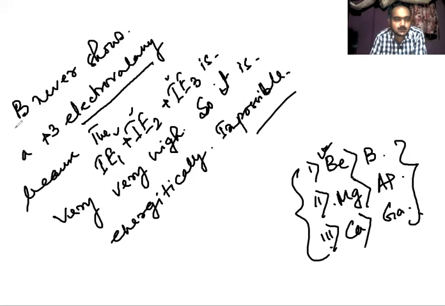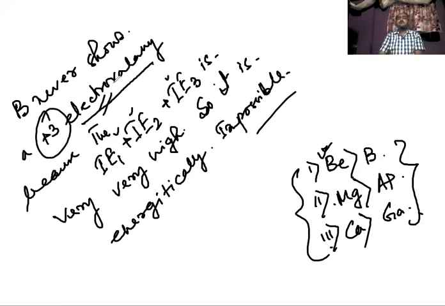So boron never shows plus 3 electrovalency. You should remember this because the summation of the first three ionization energies becomes so large that you cannot eject 3 electrons from boron, and it will never show a plus 3 electrovalency.